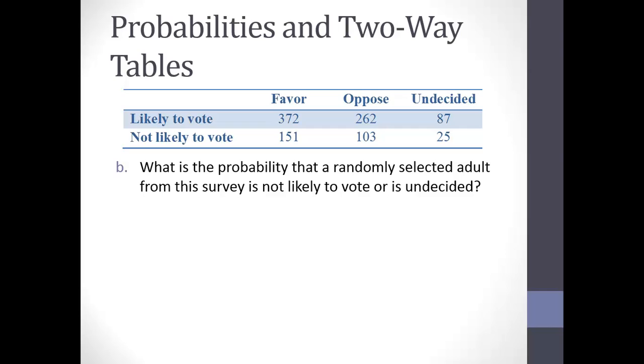Next question: what is the probability that a randomly selected adult from the survey is not likely to vote or is undecided? Let's let not likely to vote be a capital N, and let's let undecided be a U. So what is the probability that I'm interested in here in my symbols?